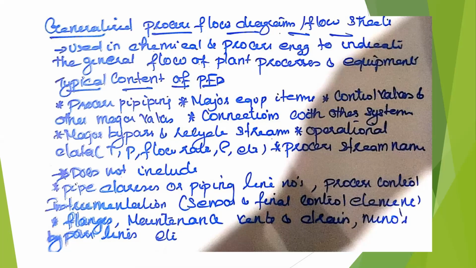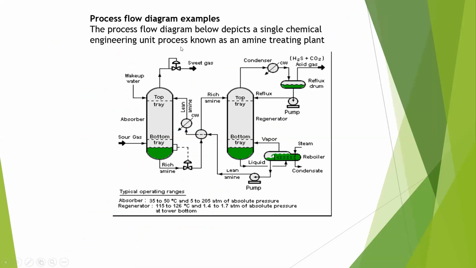So this process flow diagram is nothing but the schematic representation of a process industry where production is going on. For example, this is a process flow diagram example. This is the process flow diagram which shows the unit process known as an amine treating plant. This is the process taking place in an amine treating plant. So this is a tray. This representation denotes a fermenter. This diagrammatic representation shows the top tray and the bottom tray.